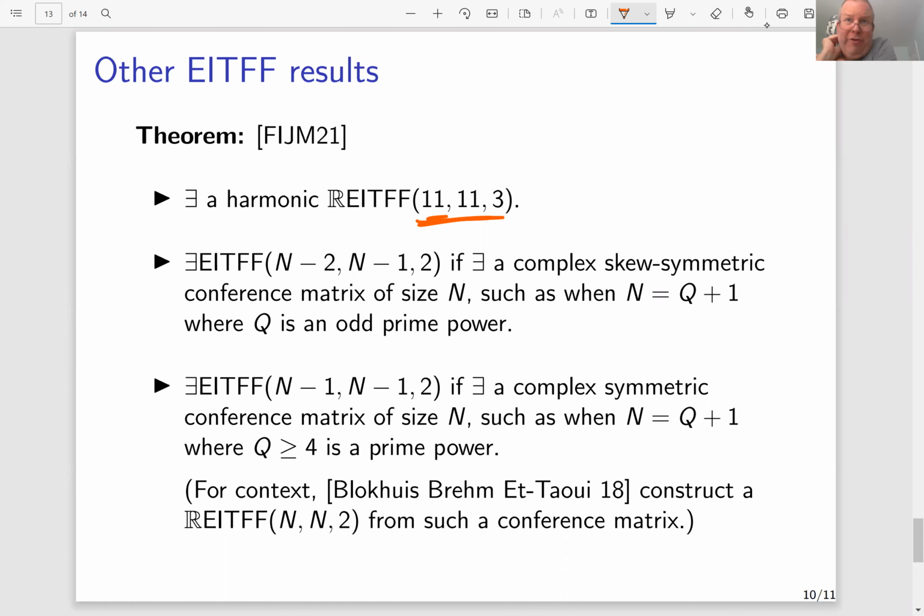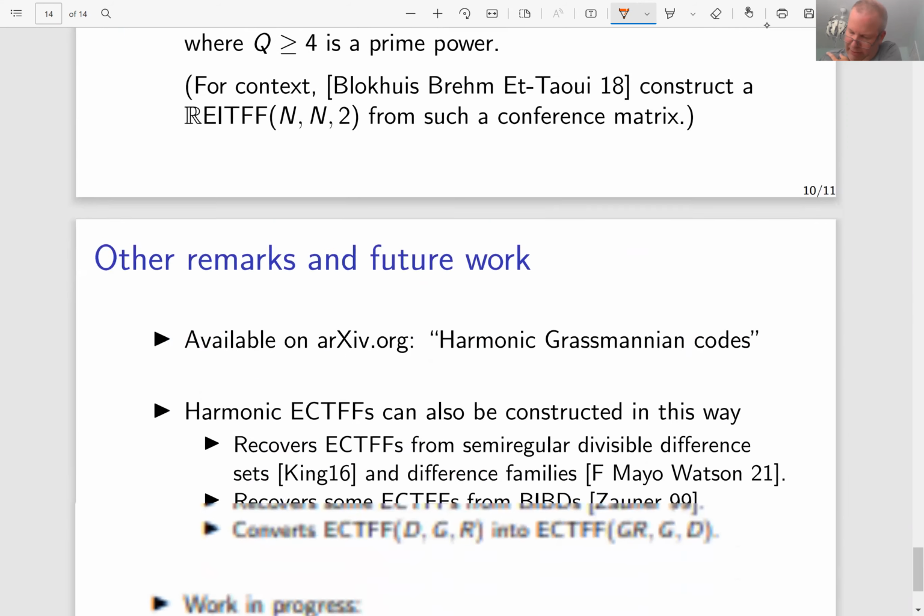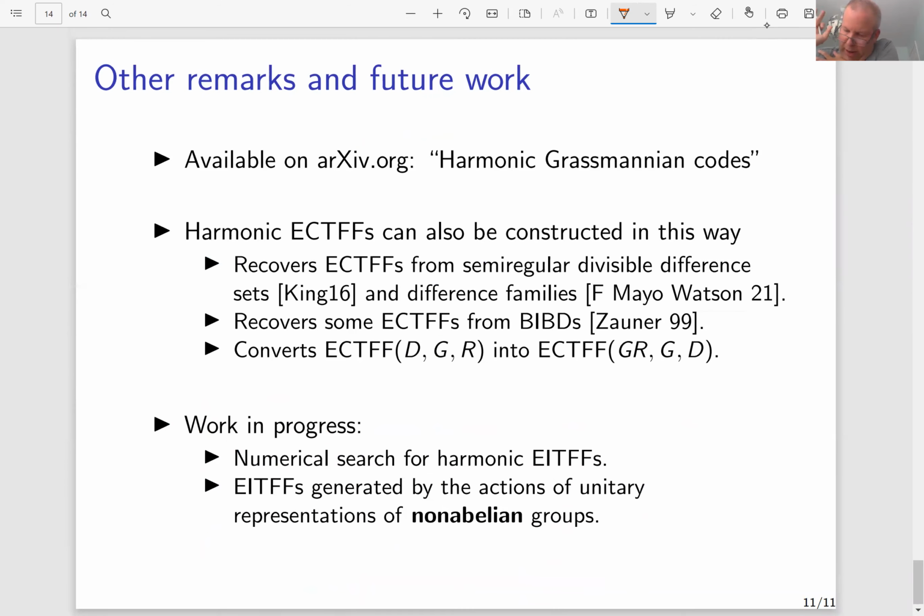That's our first indication ever that a real EITFF or complex EITFF with those parameters even exists, let alone being harmonic, but we use the harmonic theory to build it. There's some other stuff that relates to conference matrices that came out of this as well. So just the last bit, this is available on arXiv, again, under the same title that the talk is.